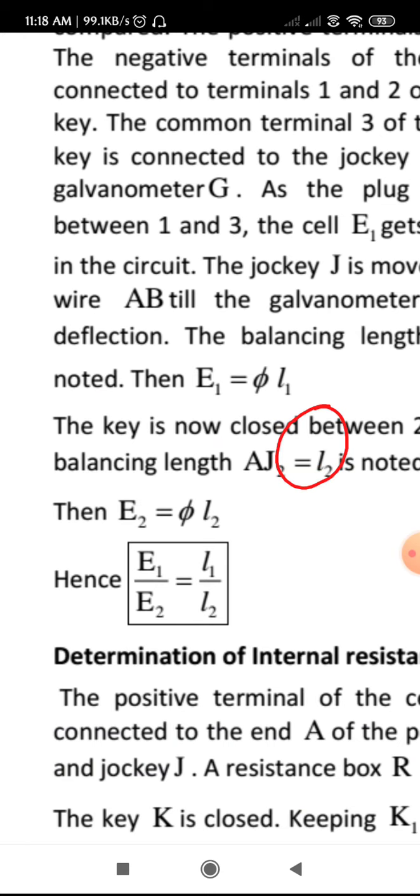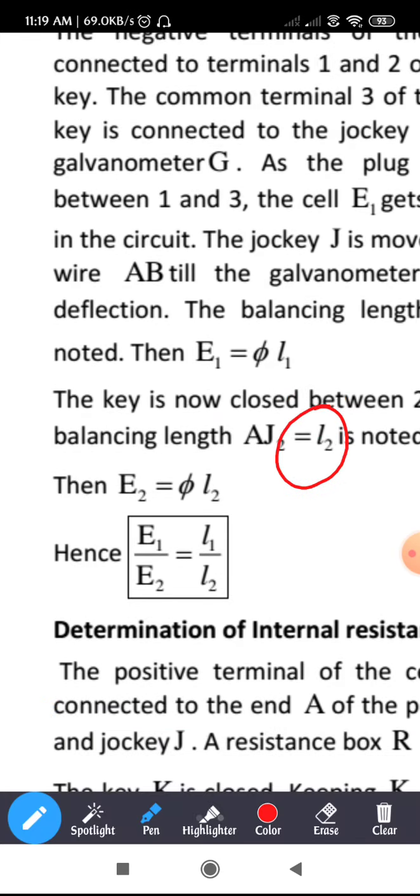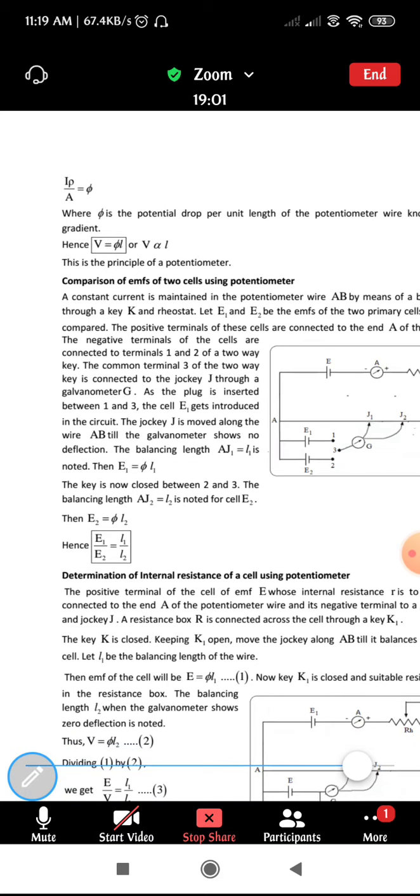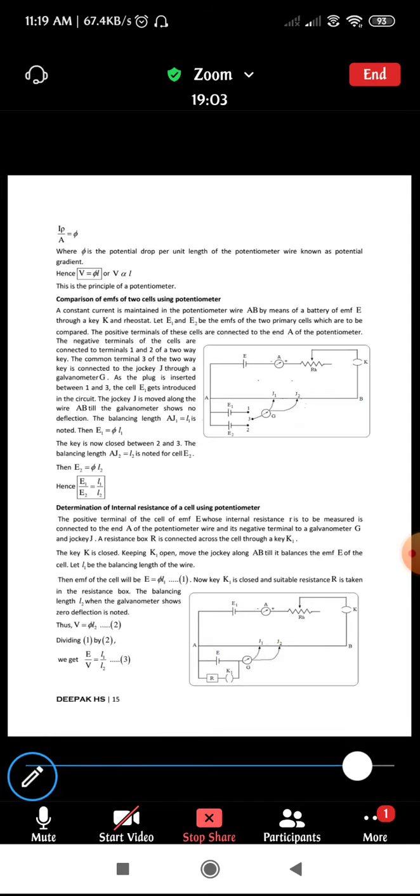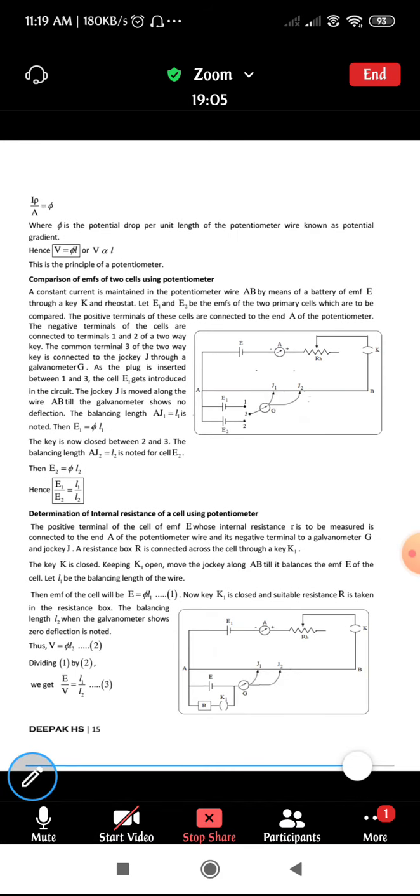So next what you are going to do is divide this by this. Okay, divide this by this. When you divide, 5 and 5 get cancelled out. The only thing is E1 divided by E2 is equal to L1 divided by L2. So this is how we are going to compare the EMF of two cells by making use of the device potentiometer.